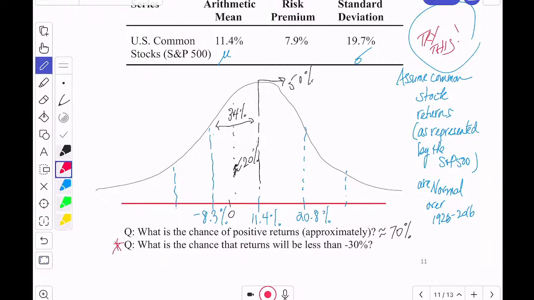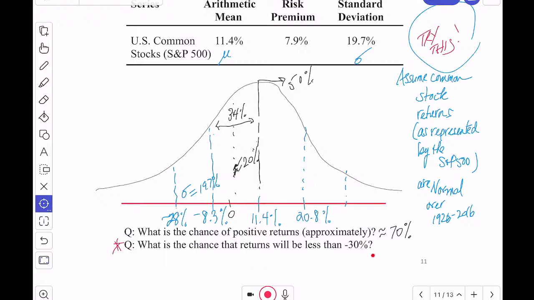So this one will be minus 28, right? Because you have to subtract another 19.7%. So that gives you negative 28. So this is good enough for about 30. So what is to the left of that? What's the chance of being here?